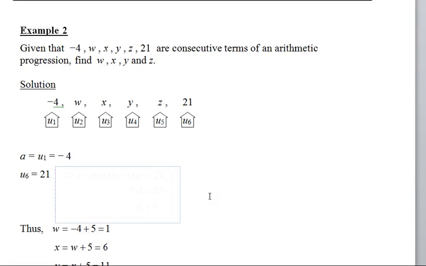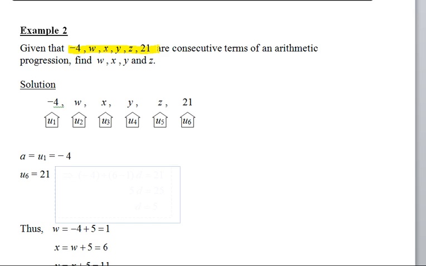Alright. Getting a little bit more tricky. Example 2 is this. Numbers are the consecutive terms of an arithmetic progression. Find W, X, Y, Z. How do we do this?